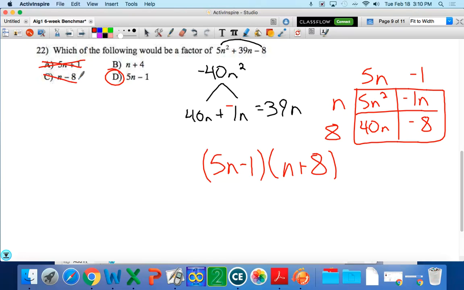N plus 8, that's the wrong one. That's N minus 8. God, it's very, very, very particular. Be very careful. And then N plus 4 wasn't even in really the ballpark here. You'd get N plus 4 if you didn't take out the greatest common factor here. And if you didn't check to make sure it multiplied back into the box.